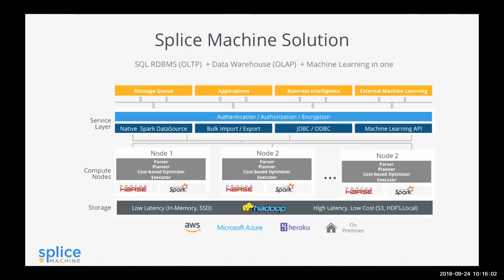We run on top of an existing Hadoop-based data lake. We can run on AWS, Azure, Heroku, or on premises, right? And we typically run on your existing cluster. So if you have a Hadoop data lake, we run on top of that. On every node in that data lake, we'll leverage HBase and Spark to drive a combination of these OLTP and OLAP workloads, right? So just to give you an example of what a typical flow would look like.